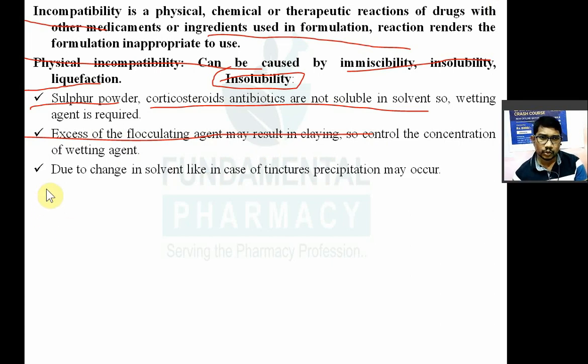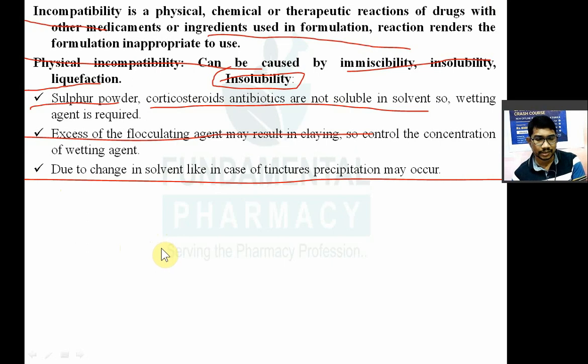Due to change in the solvent, like in the case of tinctures, precipitation may occur. Tincture of alkanna, and tincture of benzoin, for example: tincture of benzoin is soluble in a hydroalcoholic solvent. If you add an organic solvent to it, that results in precipitation due to change in the solvent, like in the case of tinctures.